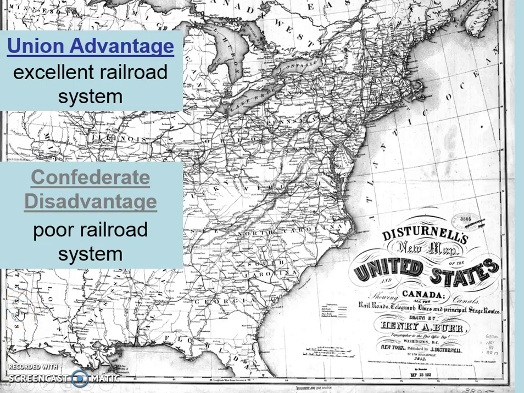Another advantage of the Union that's going to become very decisive is the fact that the Union had a very good railroad system. They had been investing in railroads for a good 40 years because of the more industrialized North. In fact, they had more cities and more factories, so they were developing and investing in railroad transportation. The South did have railroads, but railroads were not nearly as important, and they simply didn't put the kind of investment in, and they didn't have the major cities connecting them as well. So this is going to be an important advantage to the Union as the war goes forward.